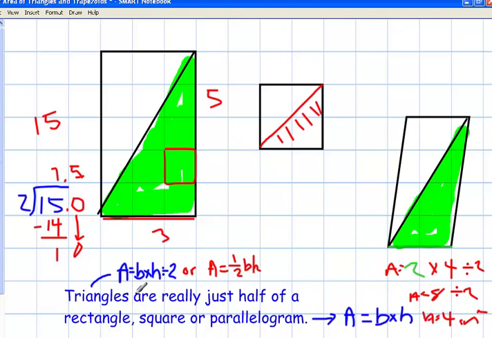Alright, so basically, just to review, triangles are really just half of a rectangle, square, or parallelogram.